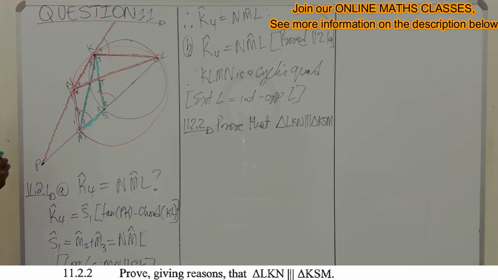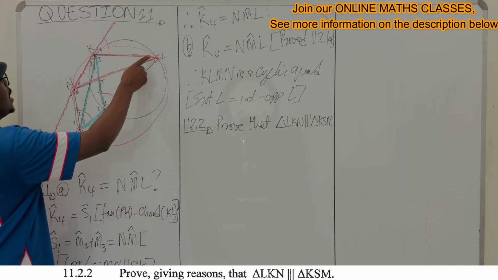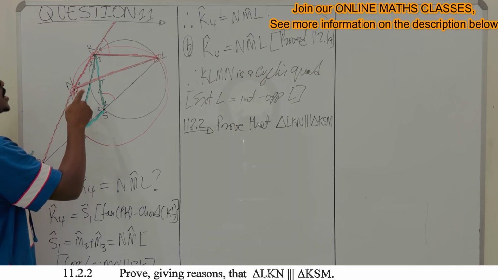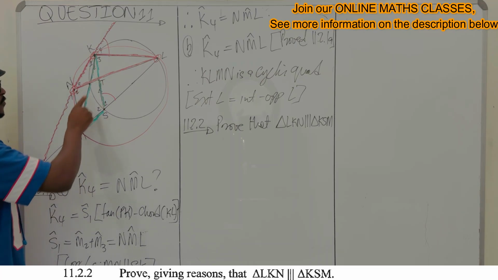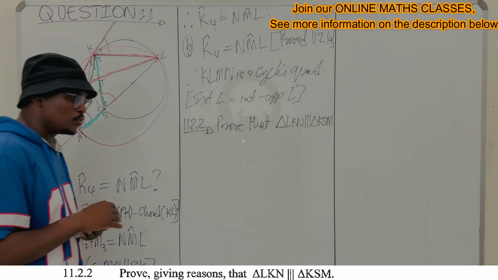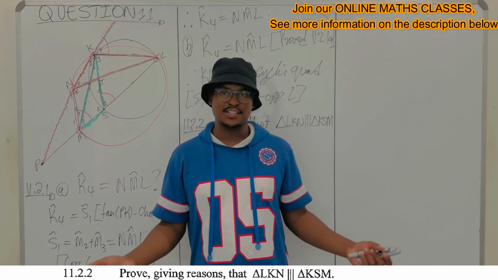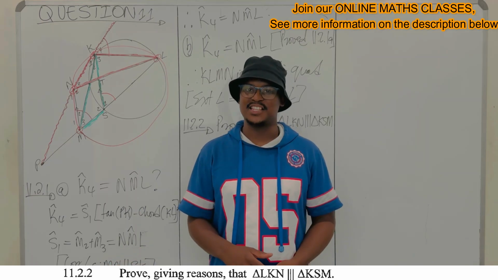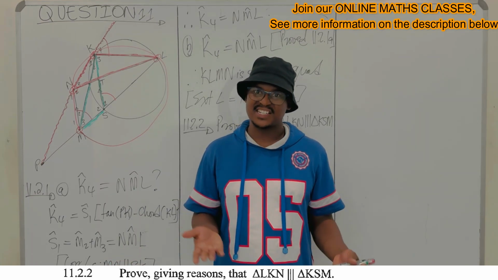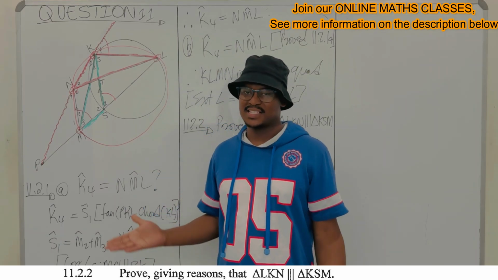Okay, so they want us to prove that triangle LKN, the red triangle, is similar to triangle KSM, which is the green triangle over here. Fine. How do we show this? Actually, what does it mean for two triangles to be similar? As of today, I haven't done sessions on this, so I'll try to explain it to my very best, but I'll do full sessions for that part as well, where I'm going to teach the similarity of this.